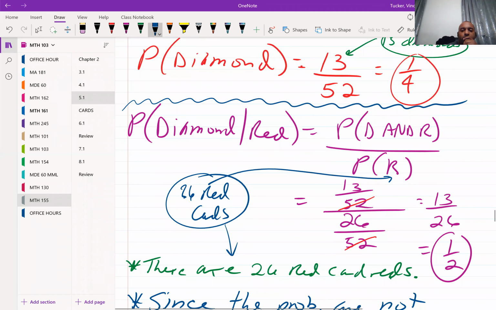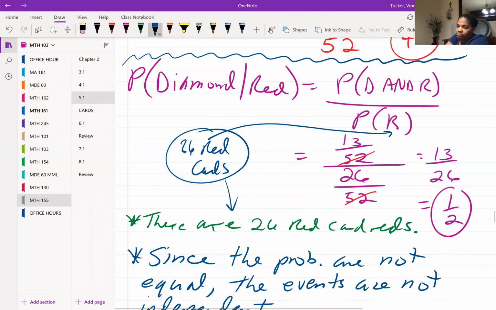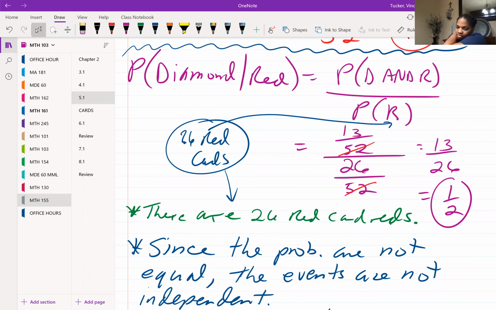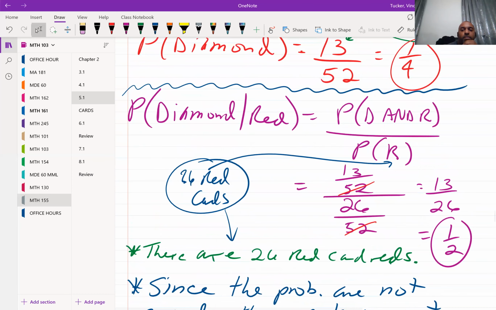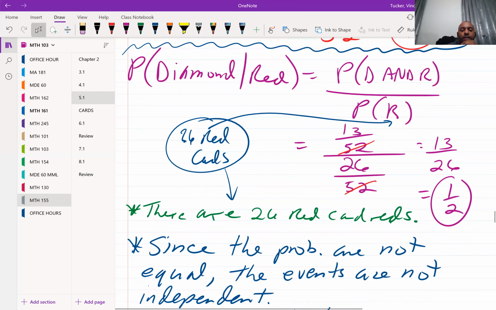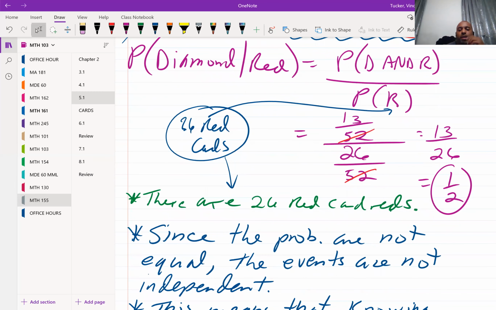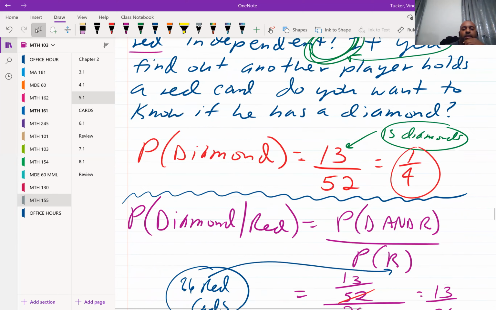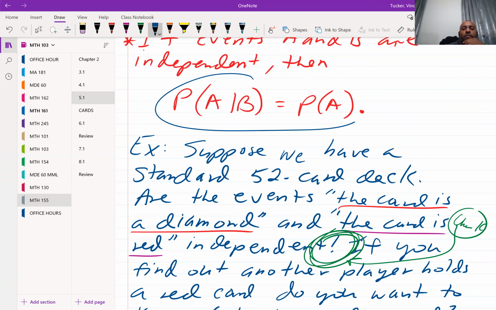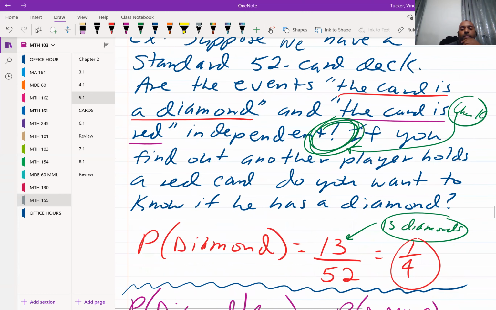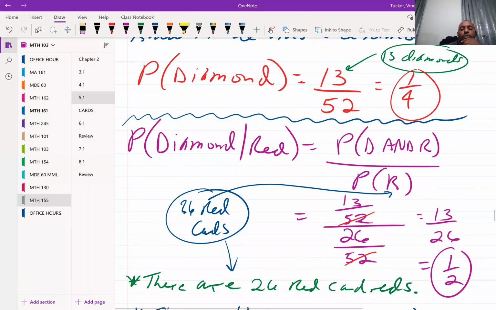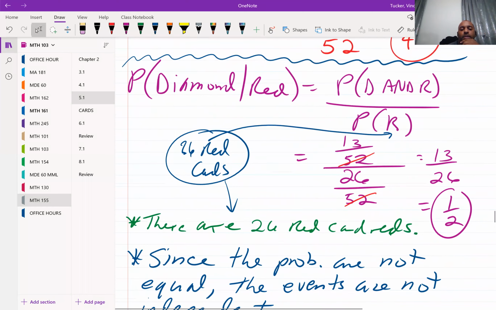So our events are not the same. We got 1/4 and then we got 1/2 here. And so since the probabilities are not equal, the events are not independent. Remember, leaning back on this, we said if these two are equal, that means our events are independent. So since they are not equal, that means our events are not independent.